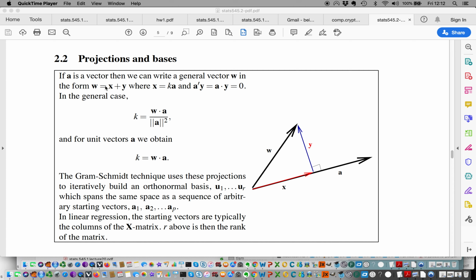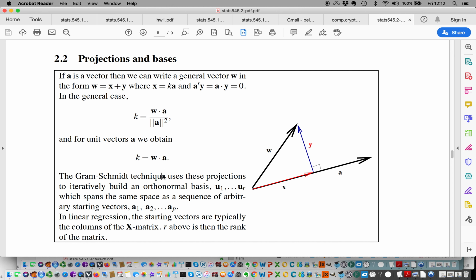So W inner product A is this term inner product A. This goes away, and you're left with x inner product A, which is the norm of A squared times k. And so we have the solution here, where in the special case where the length of A is 1, it's a unit vector, we have simply k equal to the inner product between W and A.